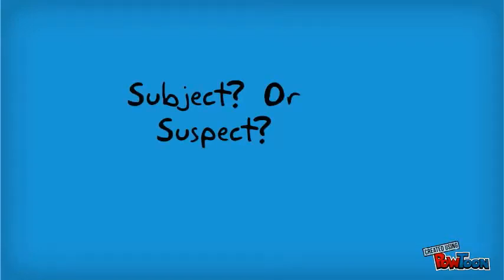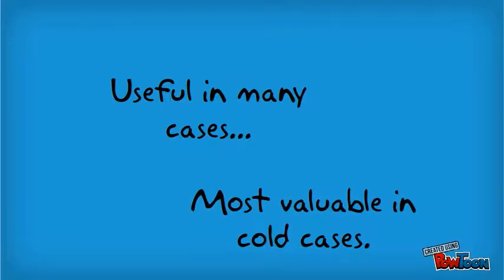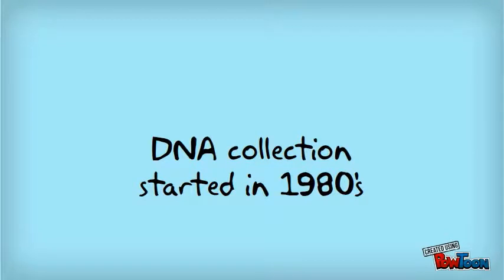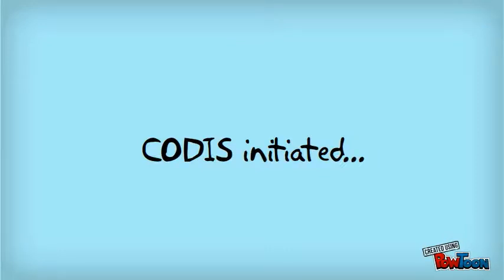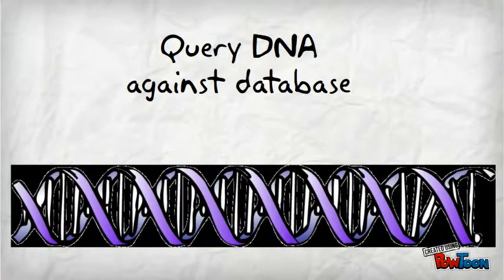It's useful in many cases, and only your imagination is your limitation, but the most valuable is in cold cases. As you know, DNA collection started in the 1980s, and a database was initiated in 1994 through CODIS called the National DNA Index System, NDIS, and basically you can query your DNA results against that database or against that network.